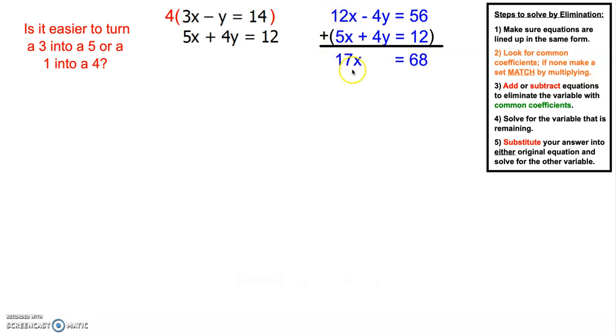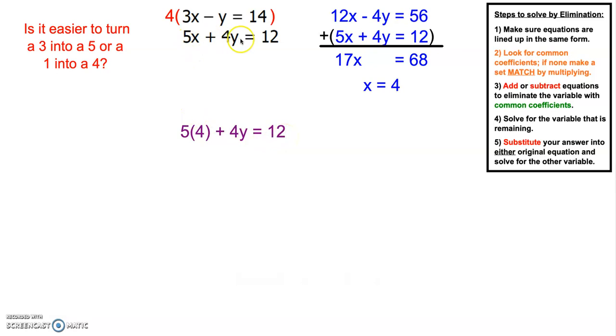We get 17x equals 68. Divide by that 17, so we know x is equal to 4. So then we substitute that 4. 5 times 4 plus 4y equals 12.